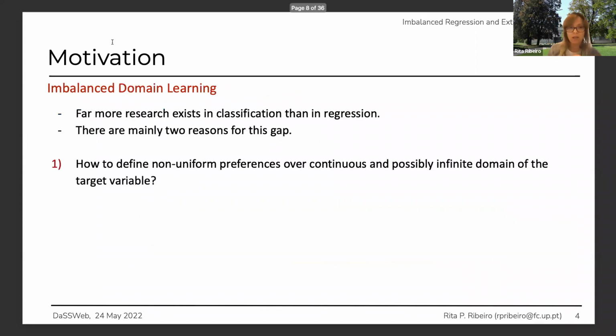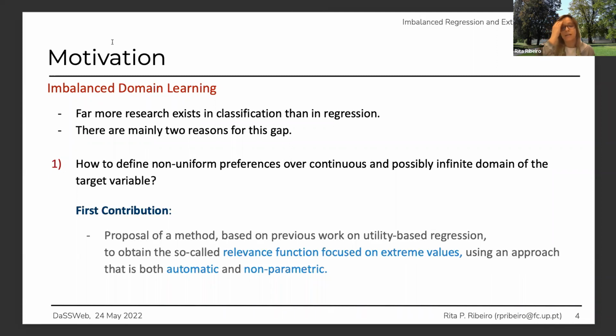Many, many scenarios. And why does far more research exist in classification if we compare to the amount of work that exists in regression? Our idea is that the gap exists because of two main issues. One of them is that it is not straightforward to define this non-uniform preference over a continuous domain. So here, our idea was to build a so-called relevance function, obtained through a method that is automatic and non-parametric. I will tell you in a moment how that works exactly.